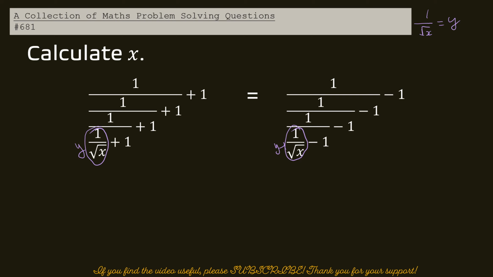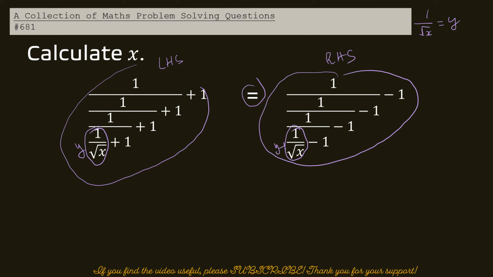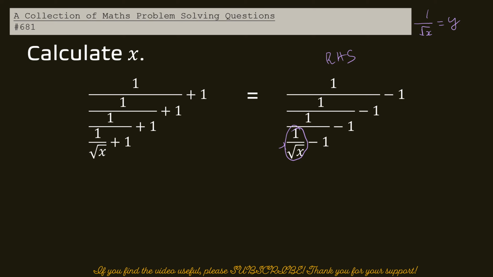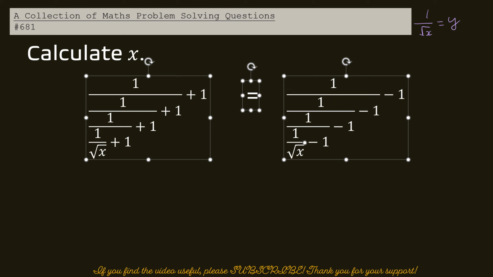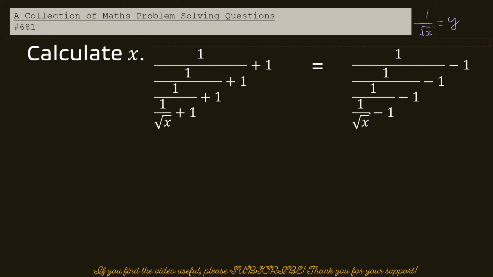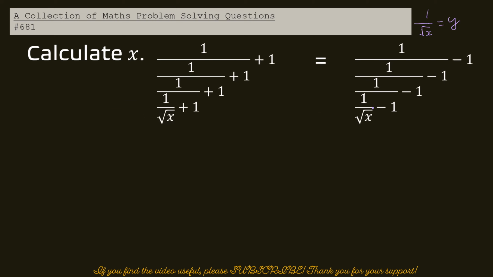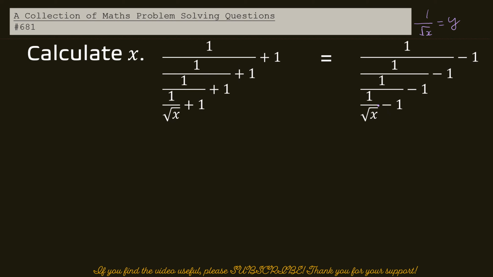And this is my left hand side, and this is my right hand side. So I'm going to first work out what the left hand side is, and then work out what the right hand side is, and then equate the two. So that's how I would go about doing this. I'll just move it up a little bit so there's some space. Then I can start.